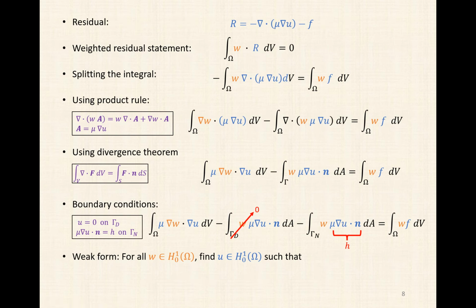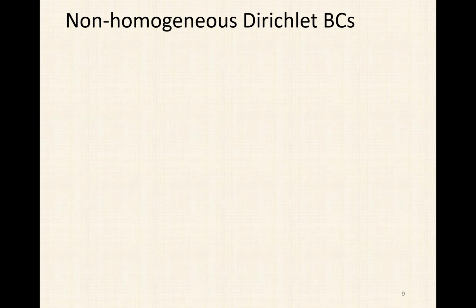Okay, but this is not all. We cannot solve all the problems using this weak form. But what about non-homogeneous Dirichlet boundary conditions? That is when the solution specified is not 0. So we see how we modify the weak form in order to accommodate the non-zero Dirichlet boundary conditions.